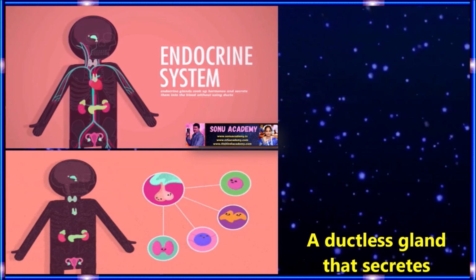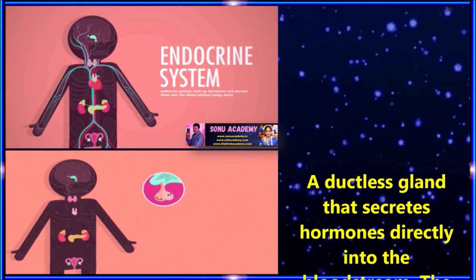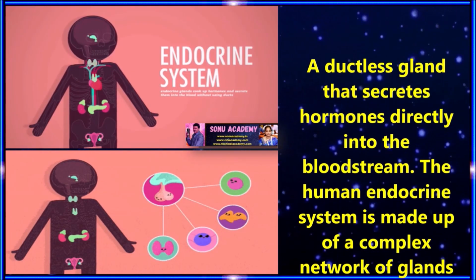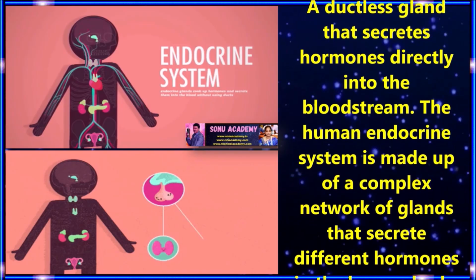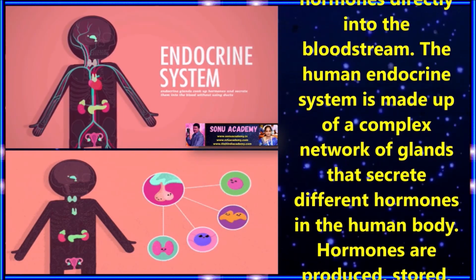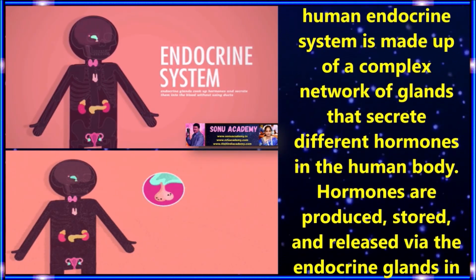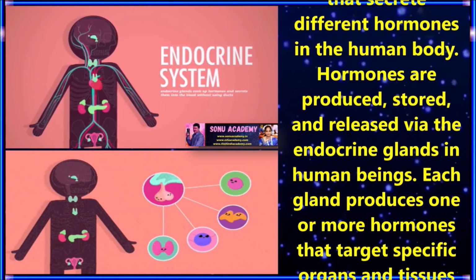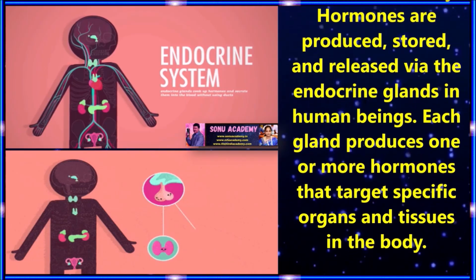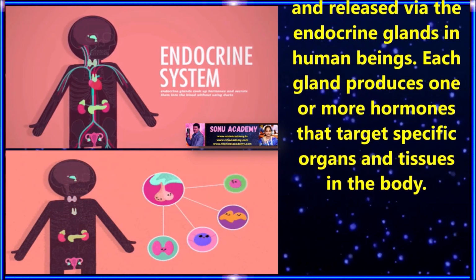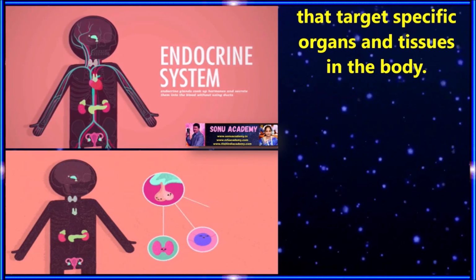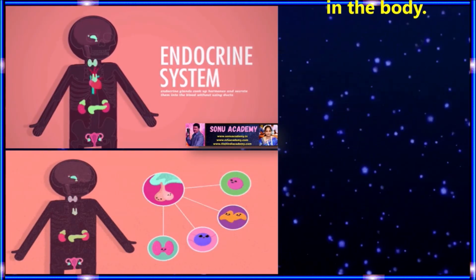Children, now let us discuss the endocrine gland. A ductless gland that secretes hormones directly into the bloodstream is called an endocrine gland. The human endocrine system is made up of a complex network of glands that secrete different hormones in the human body. Hormones are produced, stored, and released via the endocrine glands in human beings. Each gland produces one or more hormones that target specific organs and tissues in the body.